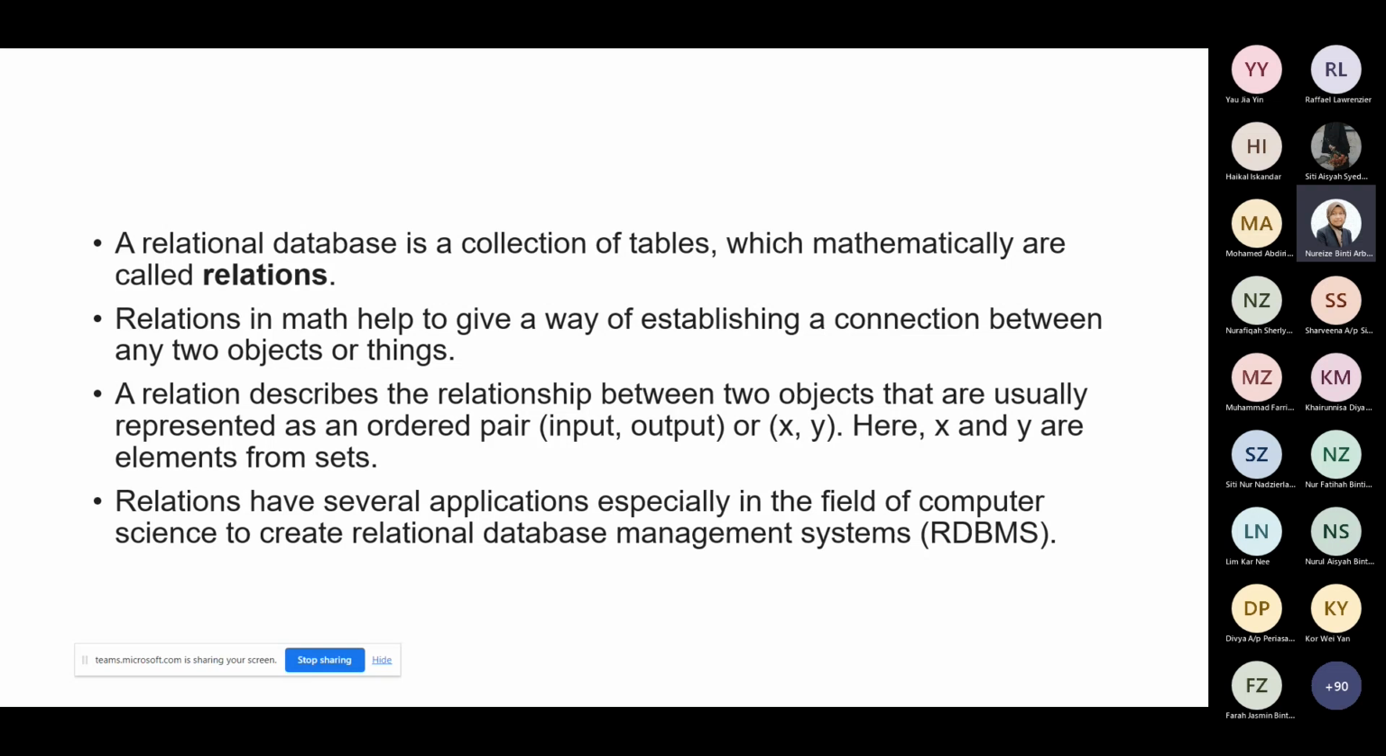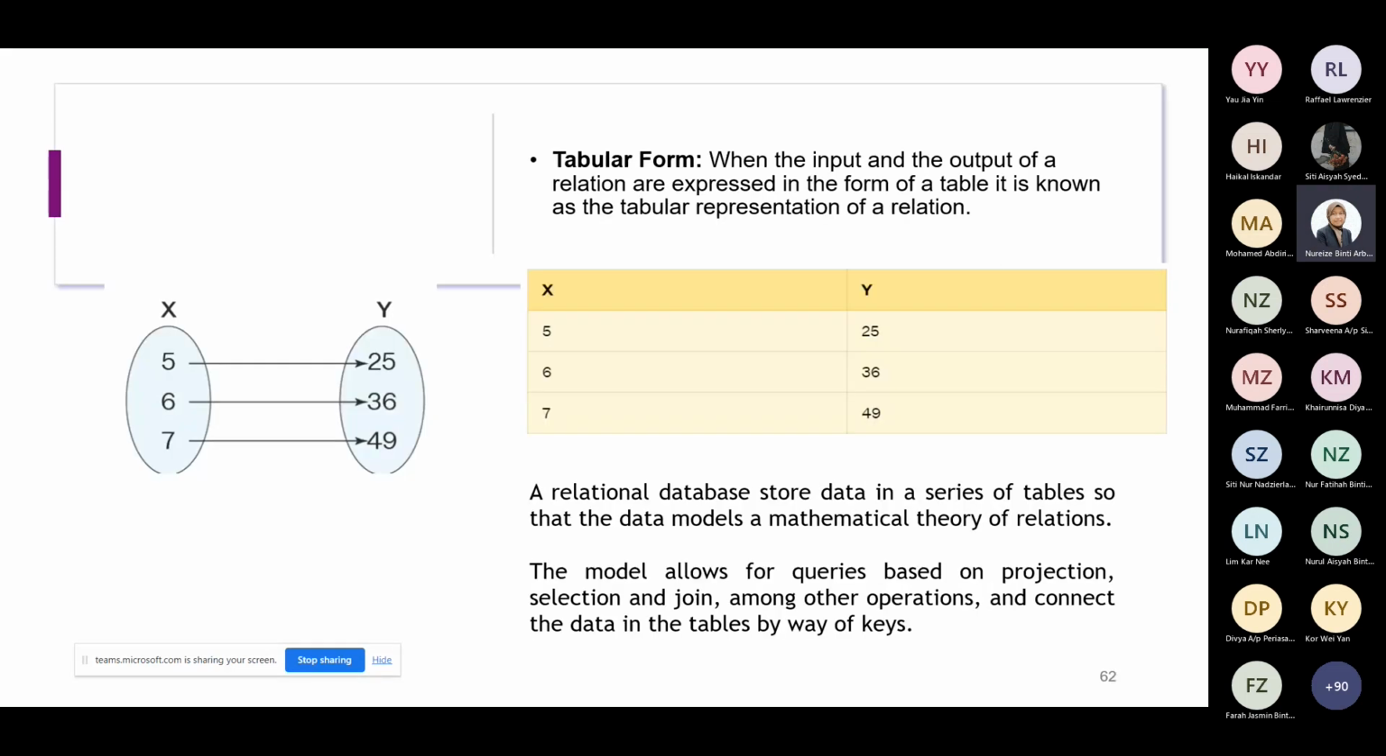Okay, and then a relation describes the relationship between two entities or objects that are usually represented as an ordered pair, input output, x and y, elements from the set. Okay, so relations here have several applications, especially in computer science, in that they create the RDBMS, the relational DBMS. This one, you learned in your mathematics class, right?